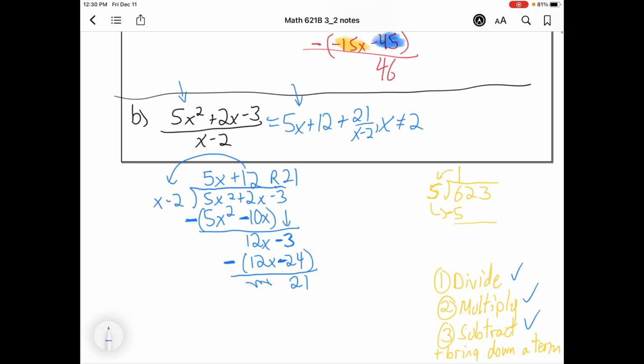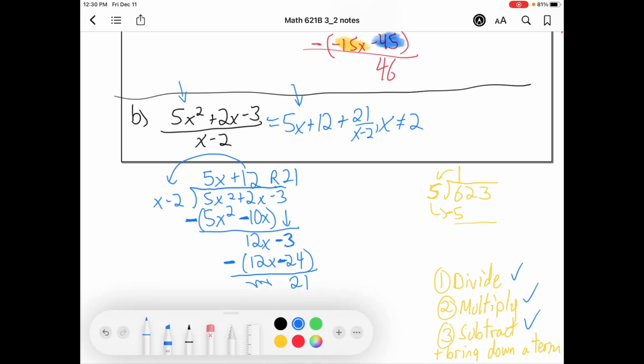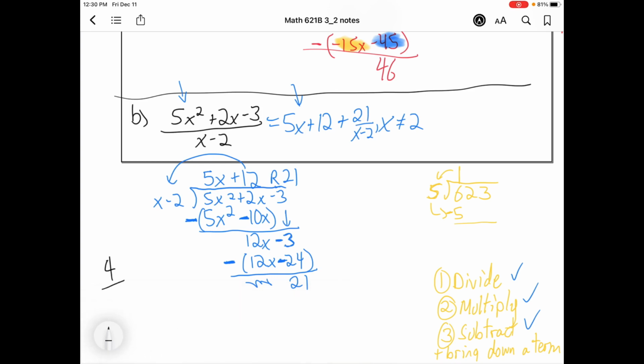If you put the number x equals 1 into the original form, you would get 5 plus 2 minus 3, so that's 4, over 1 minus 2, which would be negative 1. You'd get negative 4. If I put 1 into the other form, I would get 5 times 1, which is 5, plus 12, plus 21 over 1 minus 2, which is negative 1. I get 17 minus 21. Oh my gosh, I'd still get negative 4. There are two ways of saying the same expression. Which way is nicer? Honestly, I kind of like the first way, but if it divided out evenly, definitely the second way would be nicer.